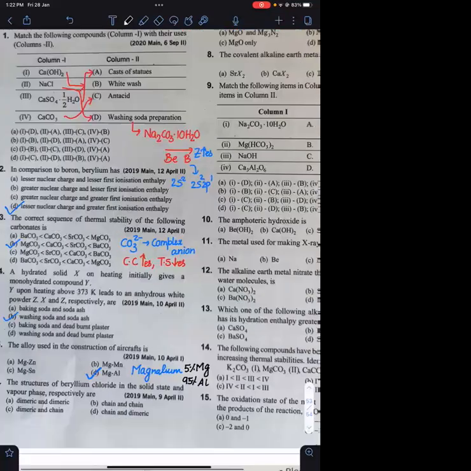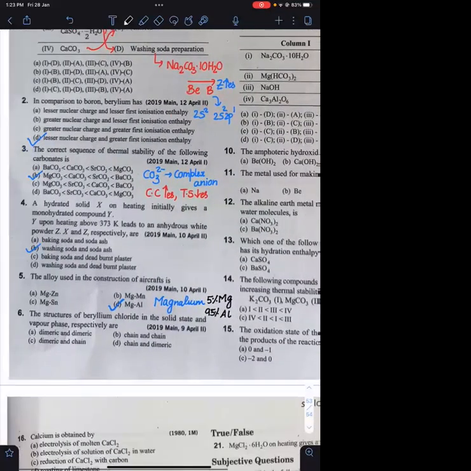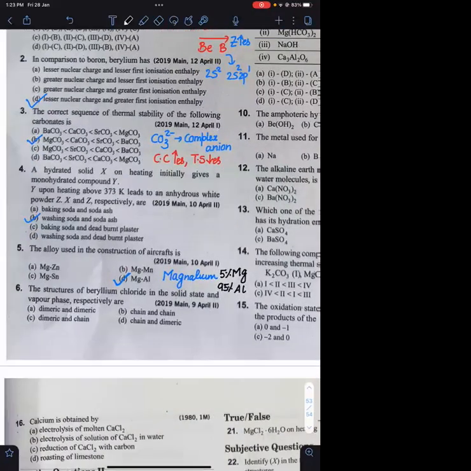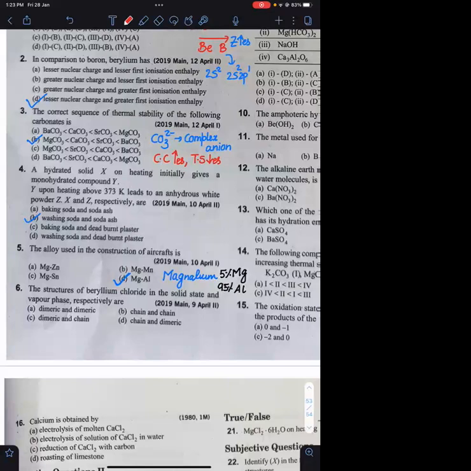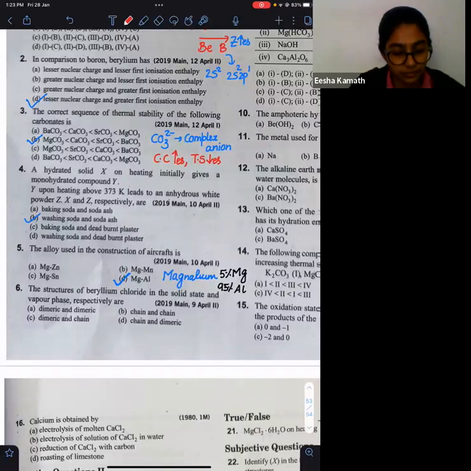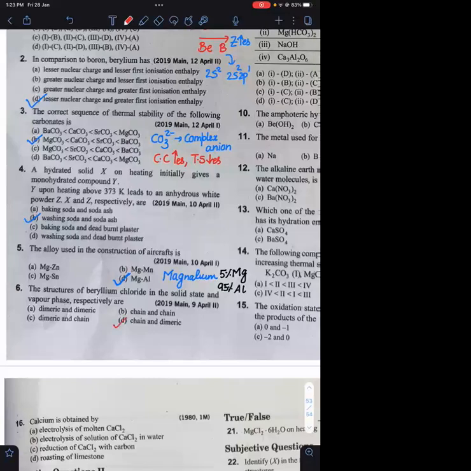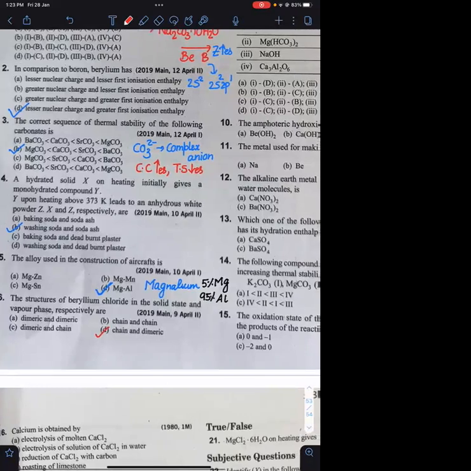Okay, question number 6. The structures of beryllium chloride in solid state and vapor phase respectively are? Answer? Chain and dimeric. Option D. In solid state you have a polymeric chain structure, and in vapor phase at lower temperature, less than 1200 Kelvin, it exists as a dimer, and above 1200 it exists as a monomer. So remember the temperature condition too. So chain and dimeric.